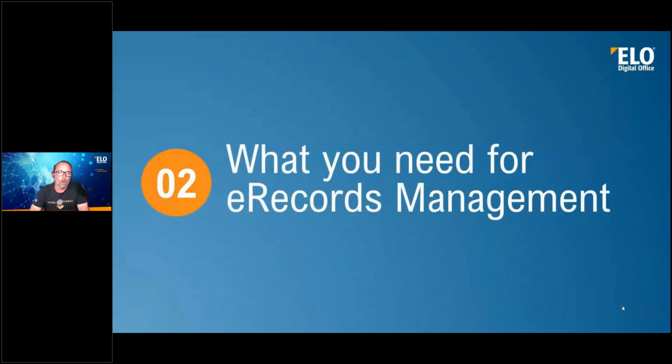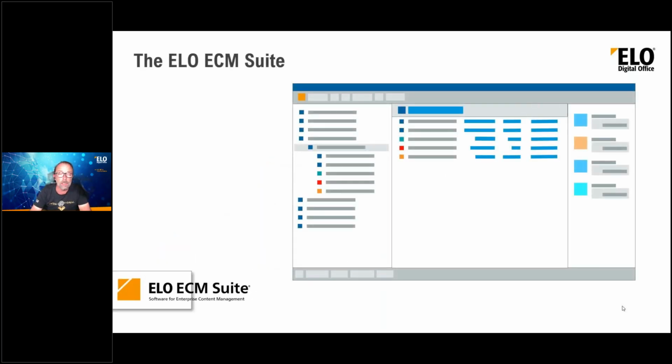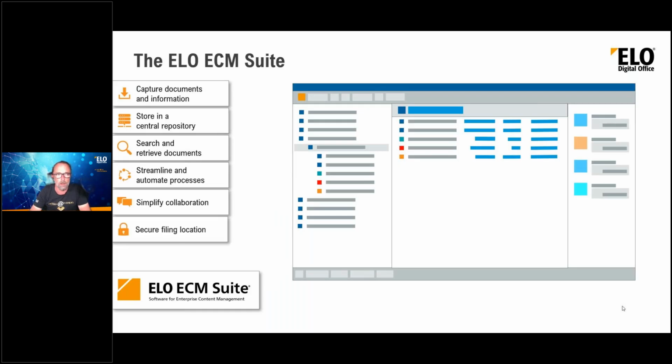So what do you need for e-records management? The best thing to do is to use an enterprise content management system like the ELO ECM Suite, which is software for enterprise content management. Because enterprise content management gives you the ability to capture documents and information, to store them in a central repository, to search and retrieve the documents, streamline and automate processes, and simplify collaboration. It's a secure filing location, and you can do automated tasks and processing. You can set permissions as well. You have a full text search and so on. Those are the basic functions of enterprise content management.